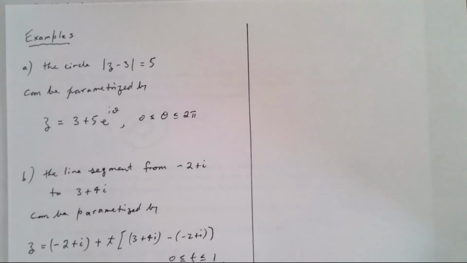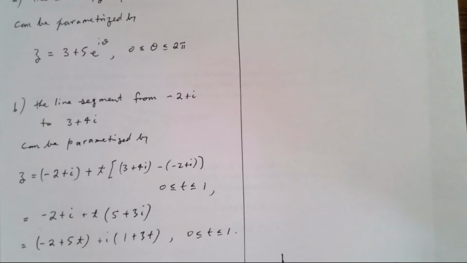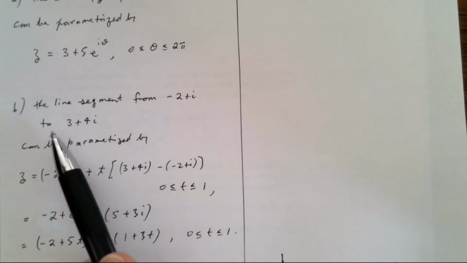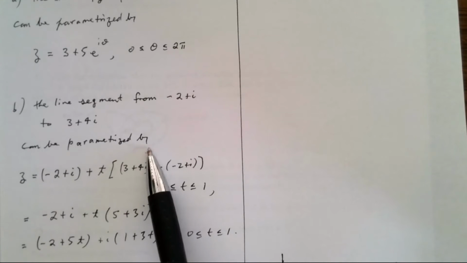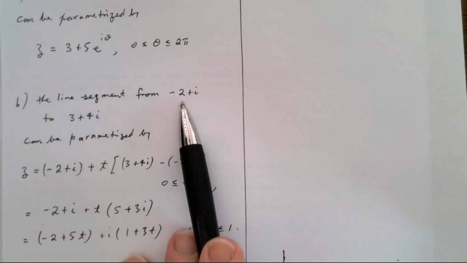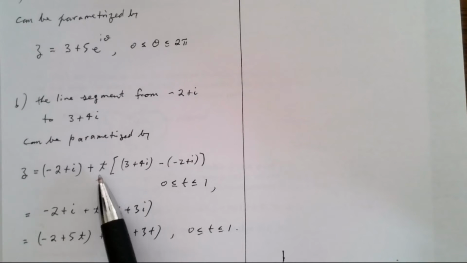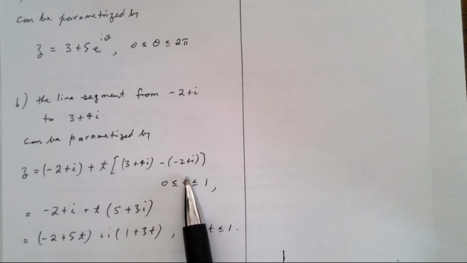Now there's a standard way of parameterizing line segments, and we basically think of it in terms of vectors. So I want to parameterize the line segment from minus 2 plus i to 3 plus 4i. I'm just going to take the first point, which is minus 2 plus i, and then I'm going to take t times the difference of the two complex numbers. Essentially, I'm just thinking of the complex numbers as vectors.